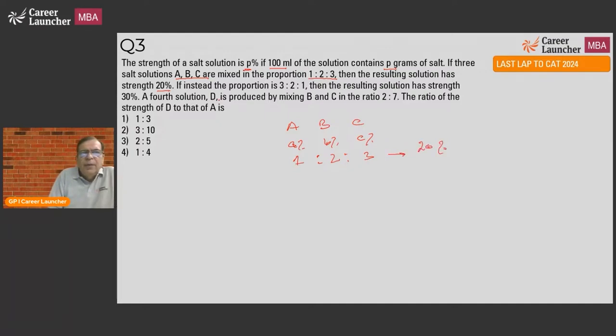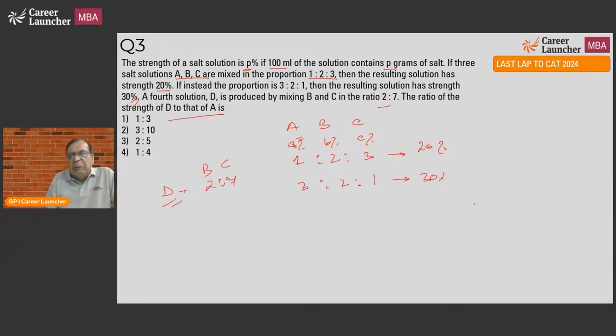If instead the proportion is 3:2:1, 3 parts of A, 2 parts of B, and 1 part of C, then the resulting solution is 30%. A fourth solution D is produced by mixing B and C. What is D? D is nothing but B and C in the ratio of 2:7. The ratio of strength of D to A would be how much? We need to find the ratio of strength of D to A.